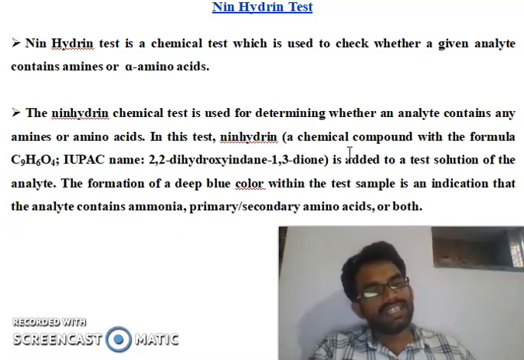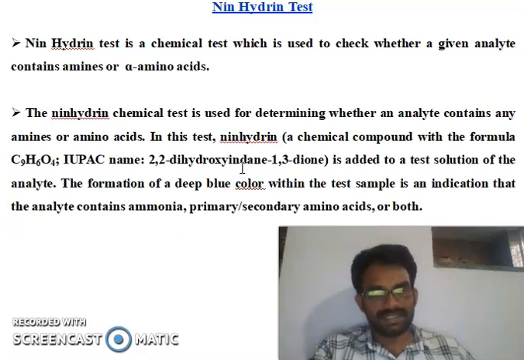The chemical formula of Ninhydrin is C9H6O4. This is the actual Ninhydrin chemical formula. The IUPAC name is 2,2-dihydroxyindane-1,3-dione. This is added to the test solution of the analyte. The formation of a deep blue color within the test sample indicates that the analyte contains ammonia, primary or secondary amino acids, or both. This is the actual mechanism of the Ninhydrin test.